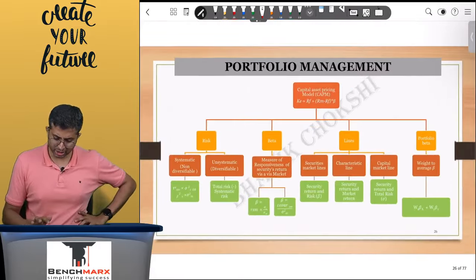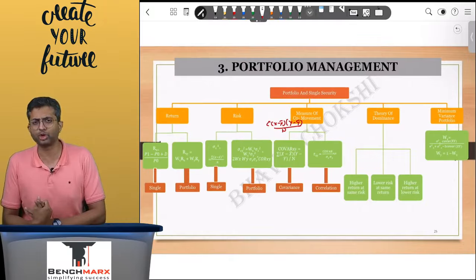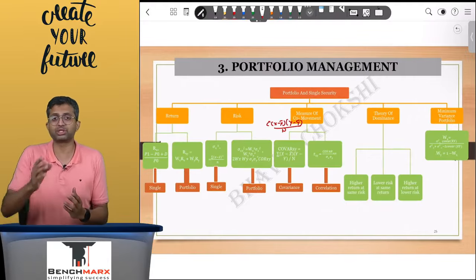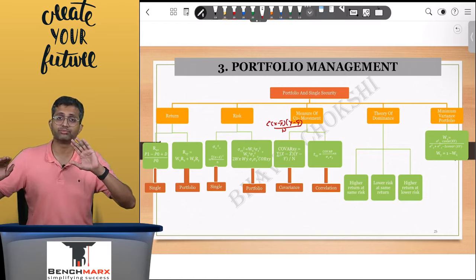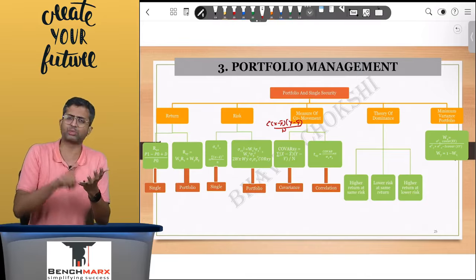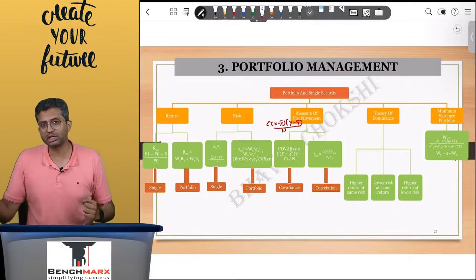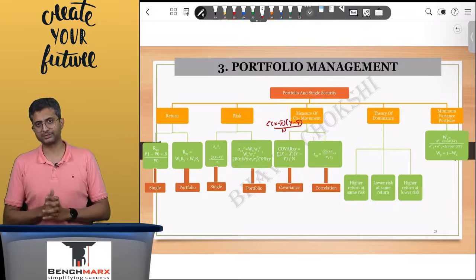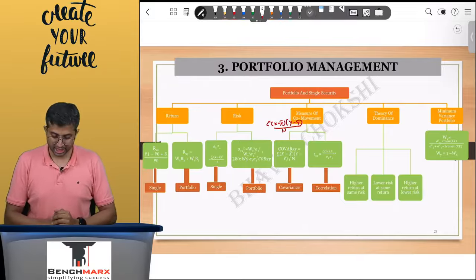A few other cases you might also have to come across, like what if there's a 3 security portfolio, in which case the formula will be very similar. For portfolio risk, a plus b the whole square is a squared plus b squared plus 2ab. But if it is a plus b plus c the whole squared, that is a squared plus b squared plus c squared plus 2ab plus 2bc plus 2ac. So you'll have 3 covariance terms over here, one for a and b, one for b and c, and one for a and c. If it is a 4 security portfolio, as you can visualize, there will be more covariance terms.